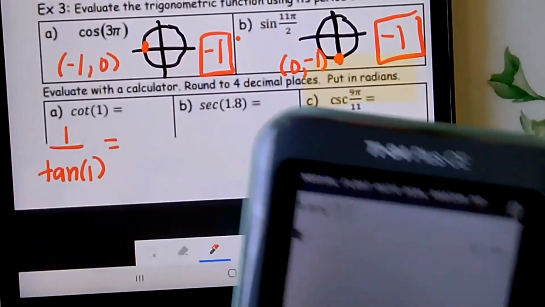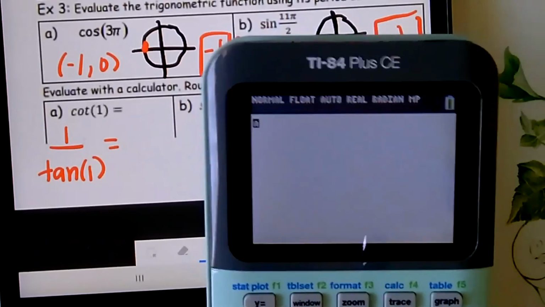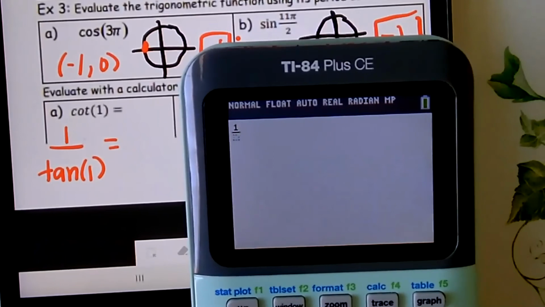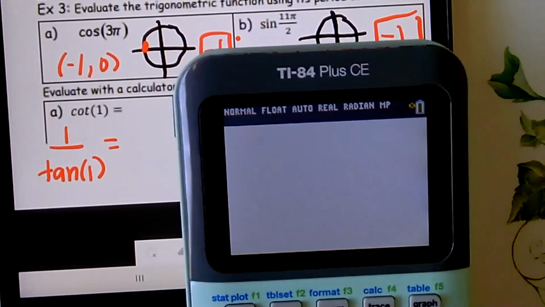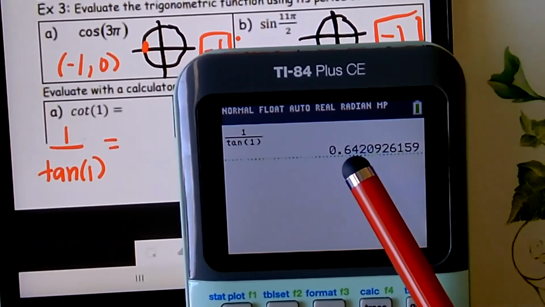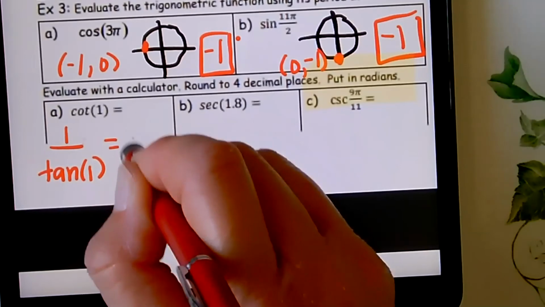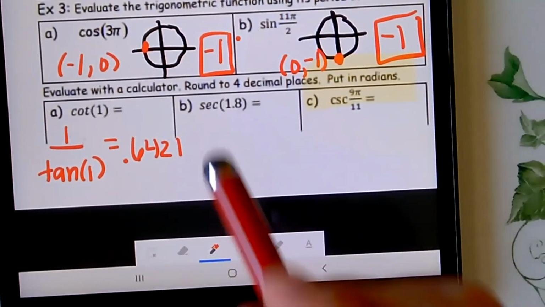So I can do 1 divided by, but again, I'm just going to use the fraction button. So I'm going to do alpha y equal, and I'm going to go 1 over tan of 1. Again, making sure your calculator is in radians. They want 4 numbers after the decimal, so 0.6421.